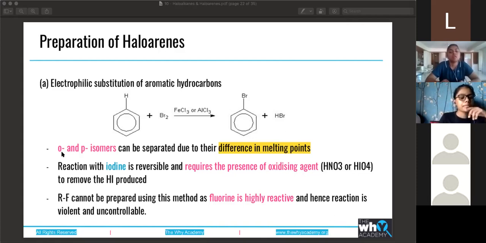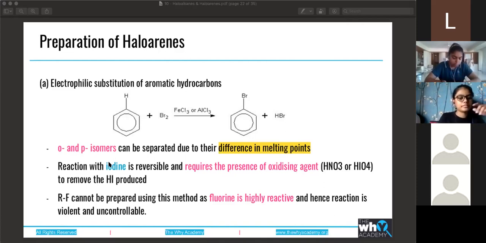And this is the main point. So these two, even if you get 50-50 of them, can be easily separated by just fractional distillation. Pretty easy to do. But I wanted to remind you guys about hydrogen bonding, because we'll be coming across hydrogen bonding throughout organic chemistry.